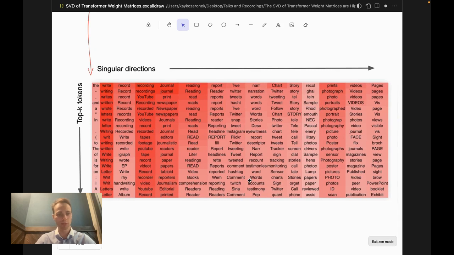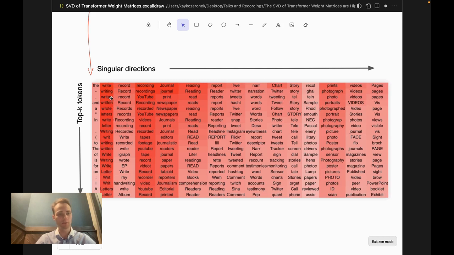And so here's one of the main findings of the paper, where they structured this table in the following way. We're looking at the singular directions to the right, and then the rows correspond to the top K tokens. So as you can see here, the tokens that correspond to the second singular direction are all very tightly clustered around this concept of writing, writes, written, wrote, letters.